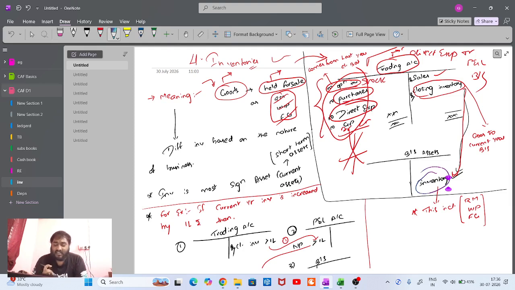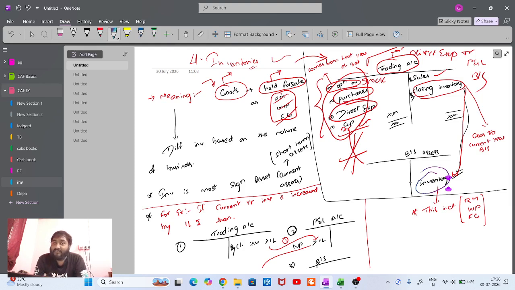Sir, I did not understand anything. I will just tell you again. Inventory is something like this: if you are purchasing goods and selling goods, those goods are inventory for us. Inventory or stock. What consists of inventory? Inventory consists of raw material, finished goods, and work in progress goods, right?